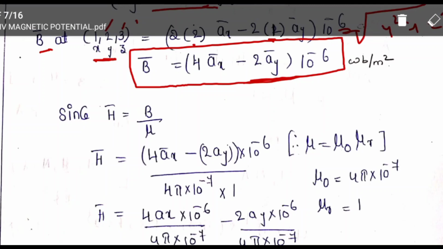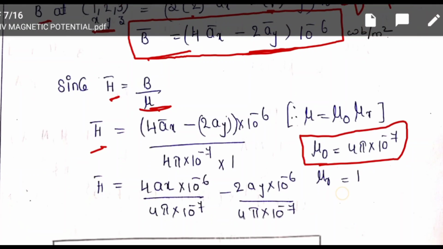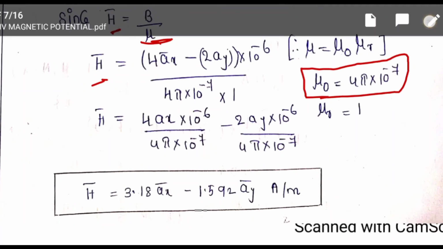Suppose you want to calculate h bar equal to b by mu. We already calculated b. H bar equal to b by mu, equal to mu naught mu r. Mu naught is 4 pi into 10 power minus 7. We can substitute here. Therefore h bar we can calculate if you know b bar. Everybody knows how to calculate h bar, if you know b equal to mu h. Therefore h bar equal to 3.18 ax minus 1.59 ay amperes per meter, that is h bar.